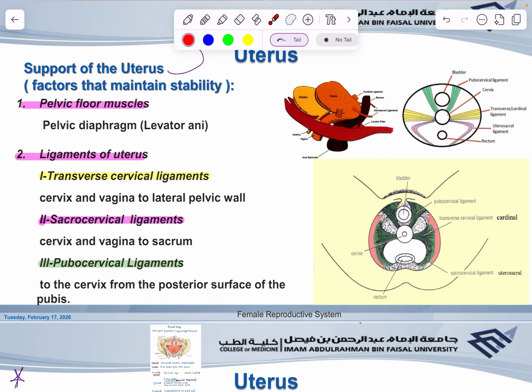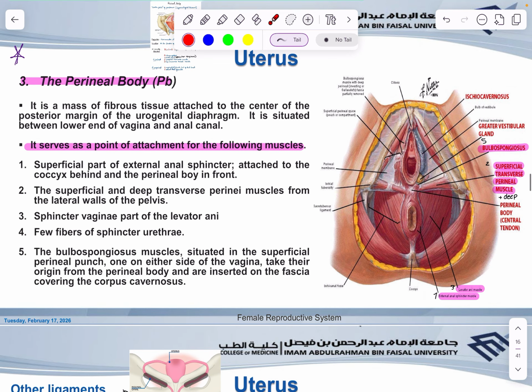عندنا sacrocervical ligament برضو من اسمها it's going to be to the sacrum. بعدين pubocervical ligament هنا it's going to be the cervix all the way to the posterior surface of the pubis اللي هو هنا تقريبا. perineal body زي ما احنا عارفين it's going to be a mass of fibrous tissue هنا. It's going to be between the lower end of the vagina and the anal canal. And it's going to be important because it attaches many different muscles.